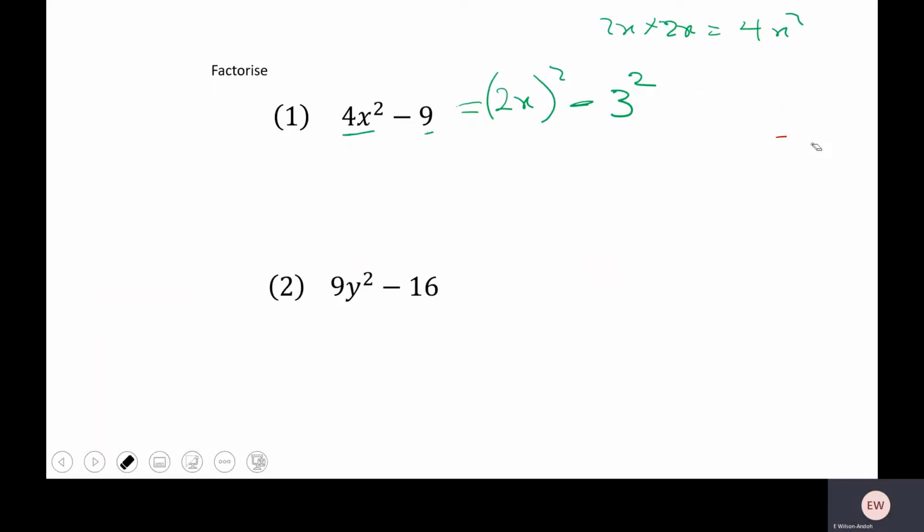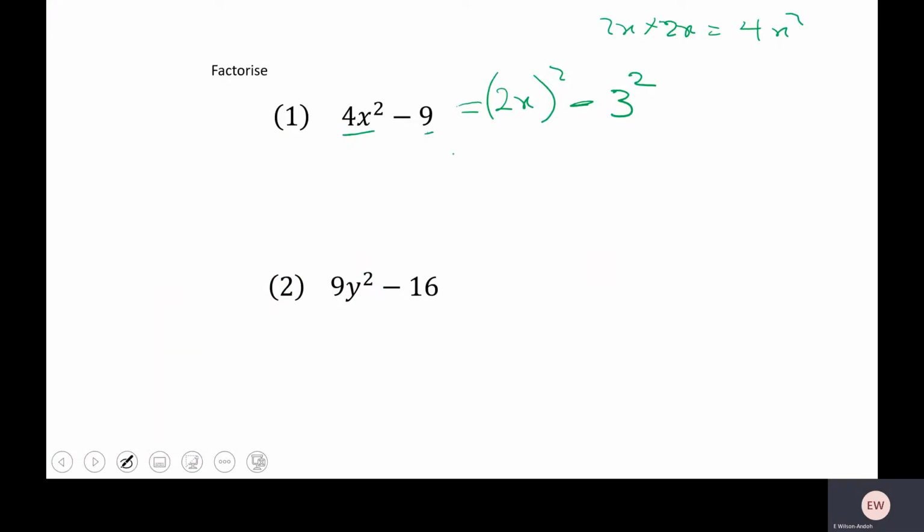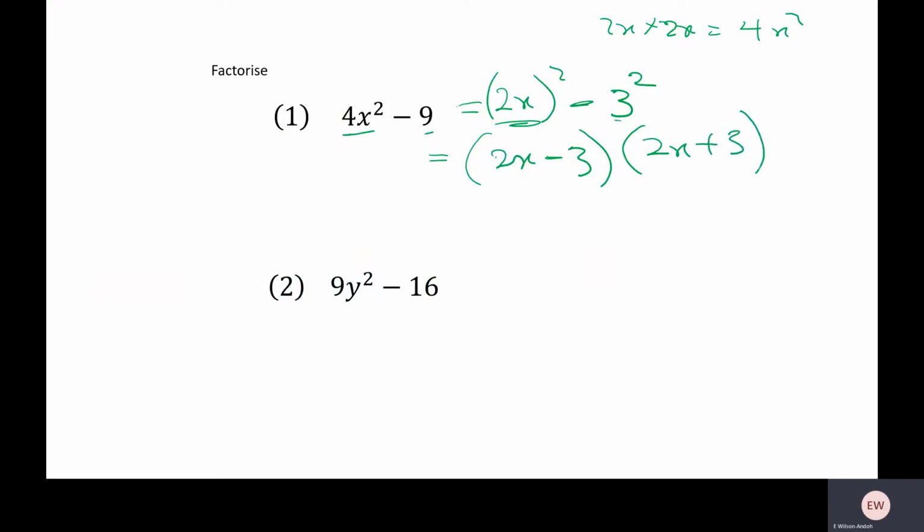So in this one, because it is difference of two squares, we pick the base of the first term, which is 2x, and then we subtract the base of the second term, minus 3. And we open our second bracket, we pick the base of the first term and add the base of the second term to it. So we have factorized this one.